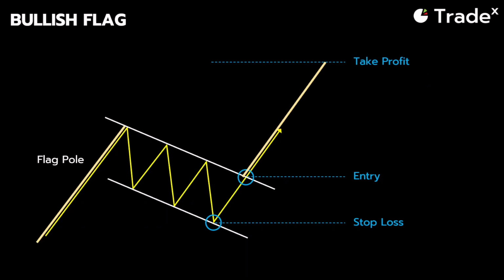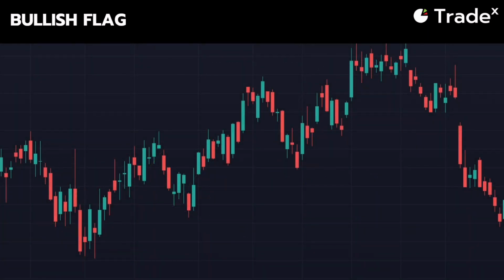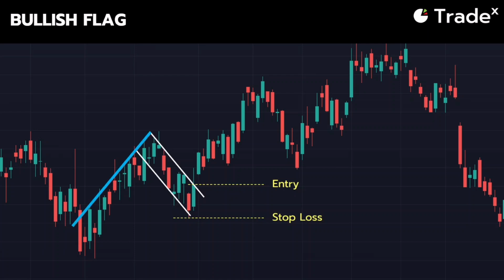Let's examine some examples. On this chart, we see two bullish flags, but we'll focus on the one on the left. The entry point is triggered when the price breaks above the flag pattern. Set the stop loss at the most recent low before the breakout. To determine the take profit target, measure the height of the flagpole from the initial strong upward move, highlighted by the thick blue line, and project that distance upward from the breakout point. As you can see, the price reaches the take profit point as expected.